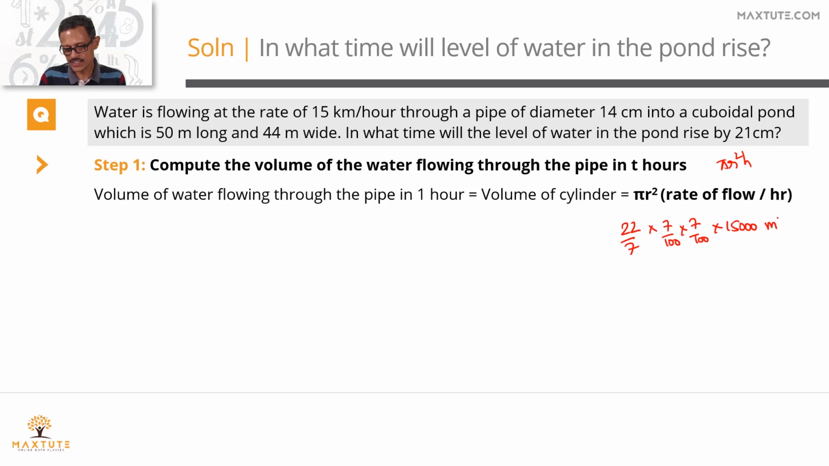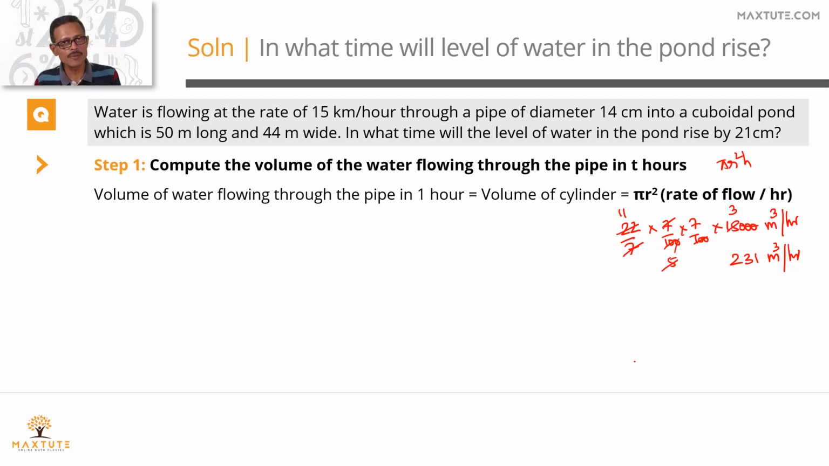We'll get the final answer as the volume of water flowing per hour through this pipe in meter cubes per hour. Let's cancel these 3 zeros with the 2 zeros here and a 0 here. 7 gets cancelled with 7. 22 is 2 times 11. 10 is 2 times 5. 5 gets cancelled with this 15 to leave us with a 3. So this number actually is a very friendly number. 77 into 3 is equal to 231 meter cube per hour. So each hour, 231 meter cube of water flows into it.